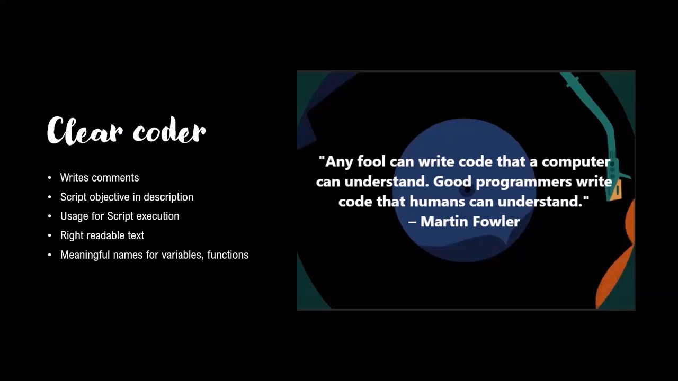When you start this, you should have a clear idea of how to code; you will become a clear coder. You start with the comments. Describe the script objective in the comment, and the usage of the script, how it can be executed. When you run the script, what parameters you have to pass, the arguments, is another thing you need to explain.